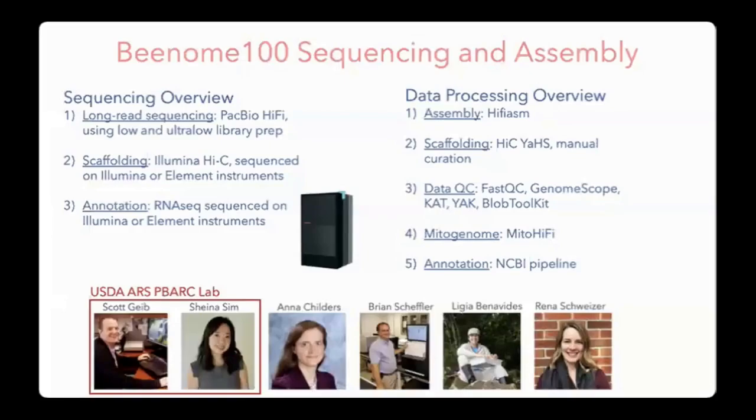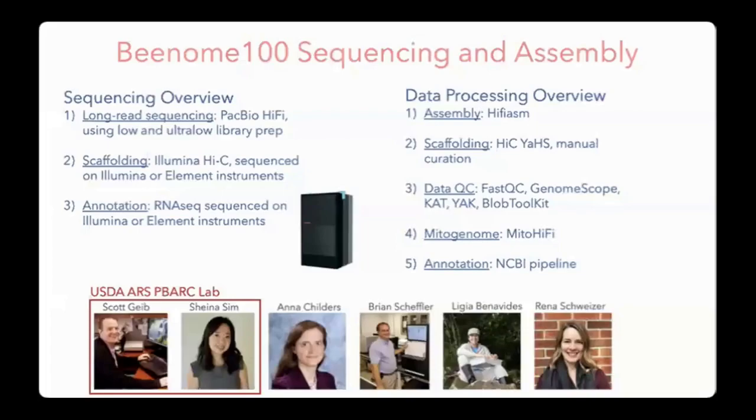The data processing workflow is iterative and loops around depending on results and availability of Hi-Fi, Hi-C, and RNA data, as well as the sex of the bee specimens submitted. As a quick overview, we assemble the Hi-Fi data using Hifiasm. We scaffold the assembly using the Hi-C data and the program Hi-C-Yaz.